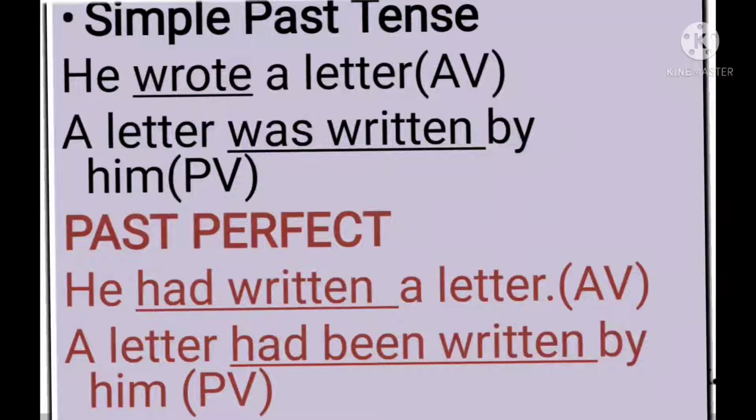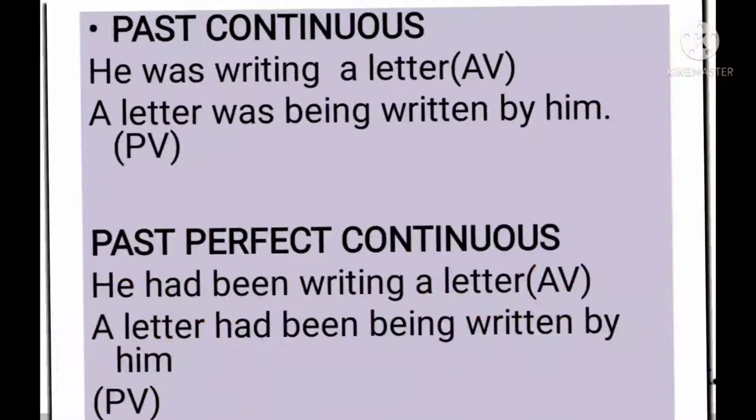Simple past tense. He wrote a letter, a letter was written. So you'll keep the tense. The tense is was written by him. Past perfect, had written a letter, a letter had been written by him. Again you have past continuous, was writing, and underline a letter was being written by him. And past perfect continuous, had been writing a letter, and a letter had been being written by him.